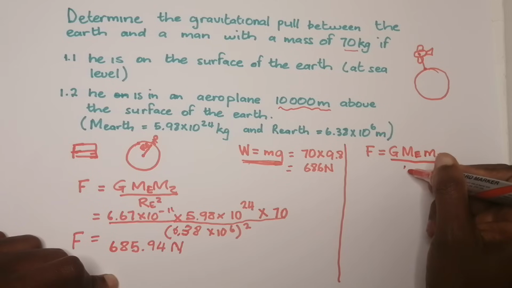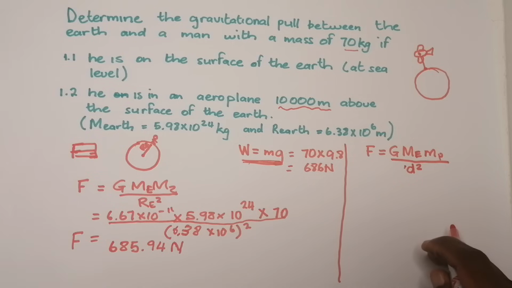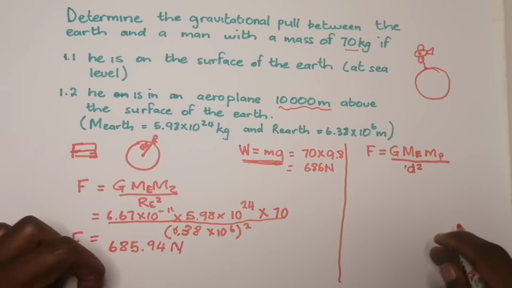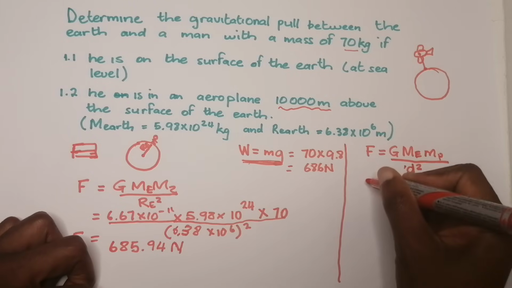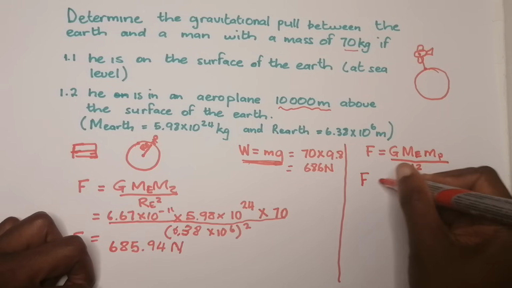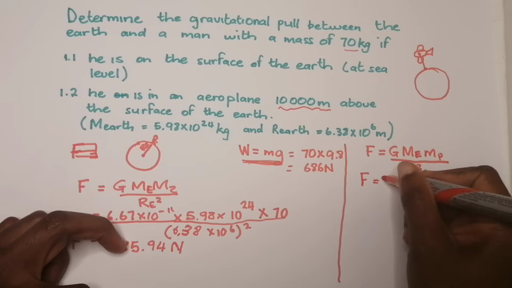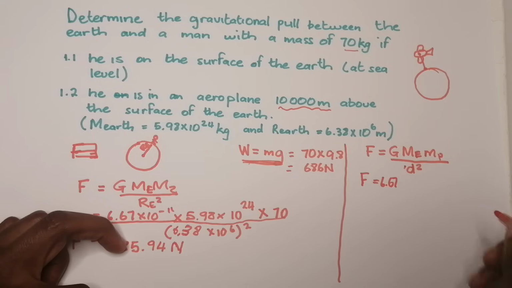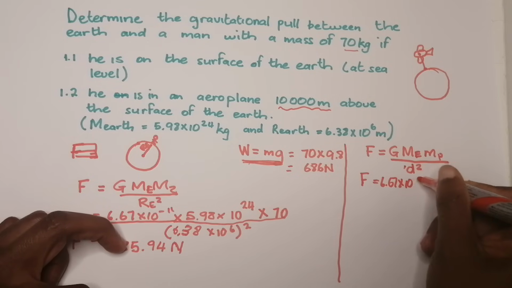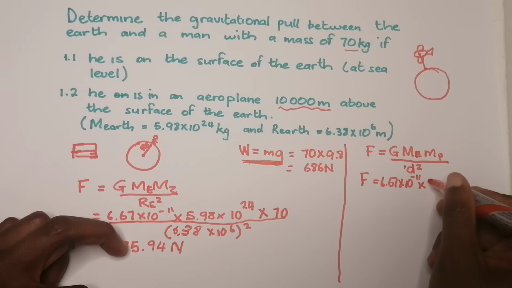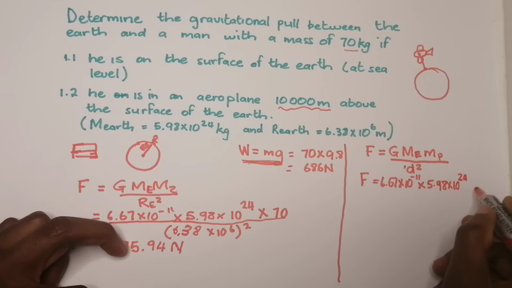So divided by, now I'm going to use d squared. Nothing wrong if you had used something else. So I'm going to calculate that force. We said it's going to be 6.67 times 10 to the power minus 11. We said the mass of the earth again, that's 5.98 times 10 to the power 24. And we said the mass of the person is 70 kilograms.